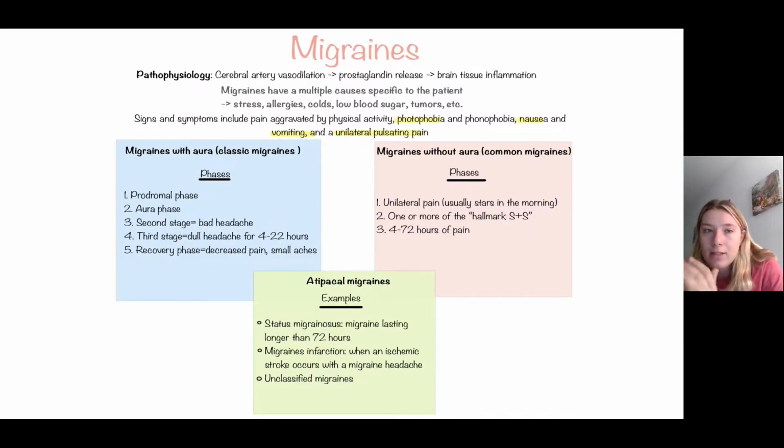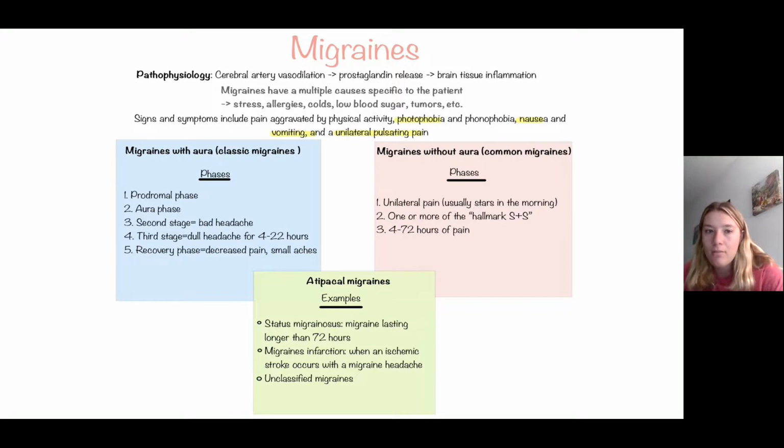So migraines. Basically, a lot going on with our migraines. Just know there's some brain tissue inflammation giving a patient these headaches. These headaches can last a pretty long amount of time, really anywhere between 1 to 2 days. These signs and symptoms, though, photophobia, nausea, vomiting, pulsating pain, are consistent with all of our migraines.